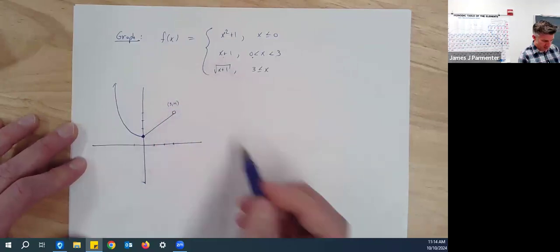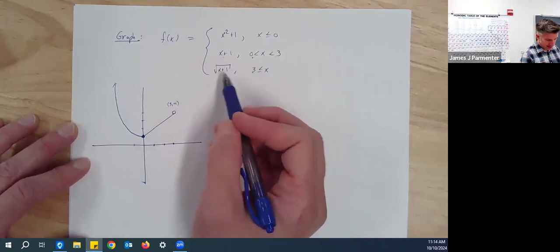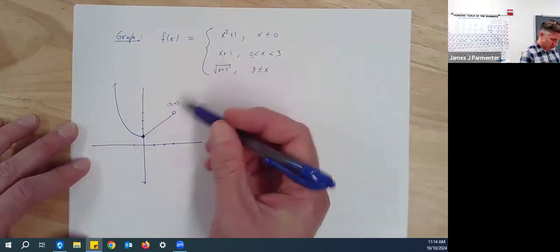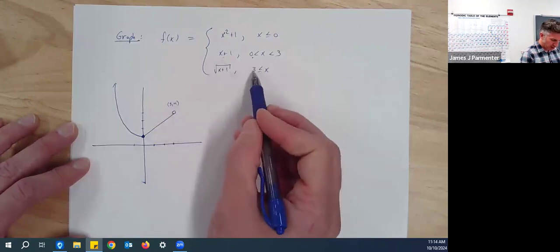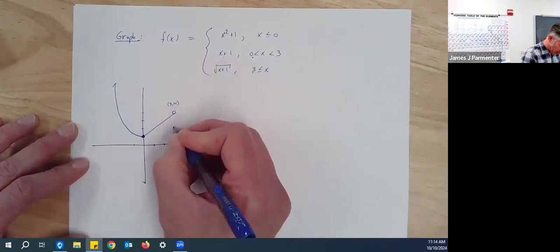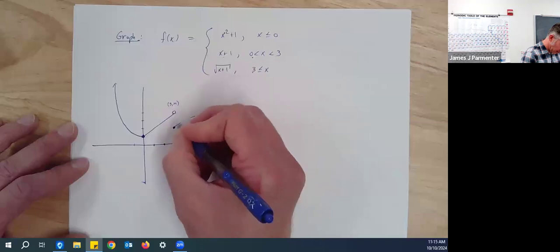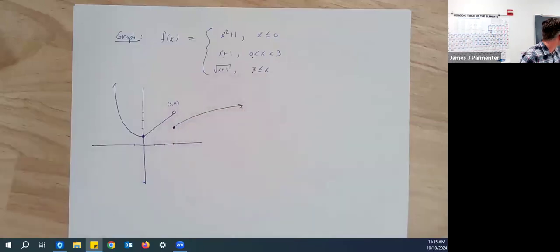And then at 3 and to the right of 3, if x is bigger than or equal to 3, y is equal to the square root of x plus 1. That looks like your usual square root function. And if we plug in 3, 3 plus 1 is 4, the square root of 4 is 2. So I get that point right there. And then it looks like your usual square root function, just going off like that. So there's my piecewise function. Not that we've defined it yet, but it is notably discontinuous. Right? It's not continuous everywhere. You can see just by the way I had to draw it. I had to lift my pen off the paper.